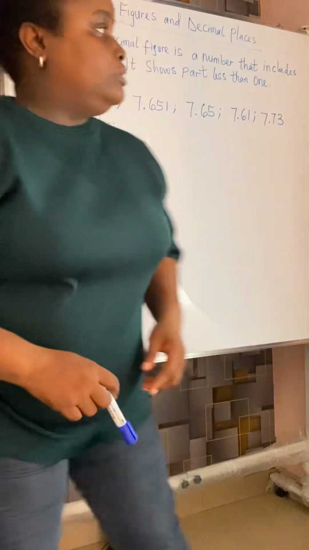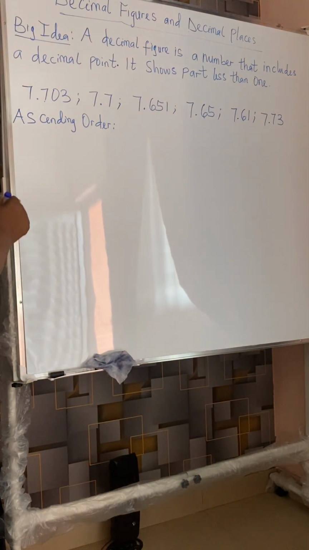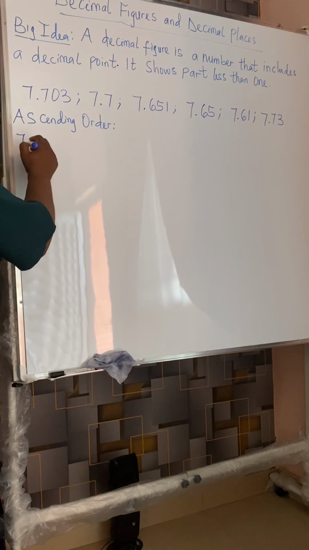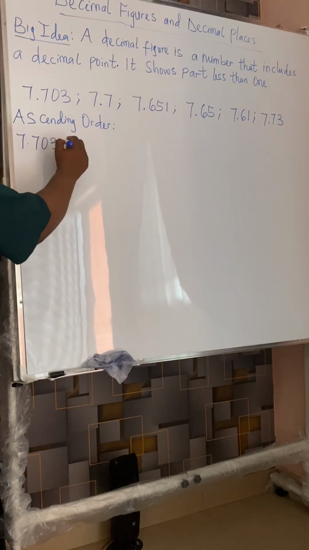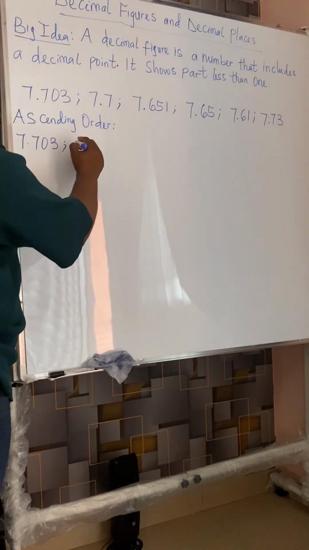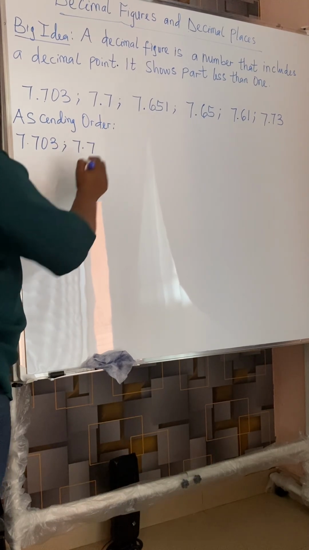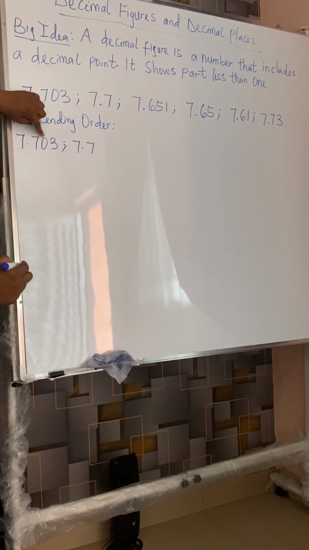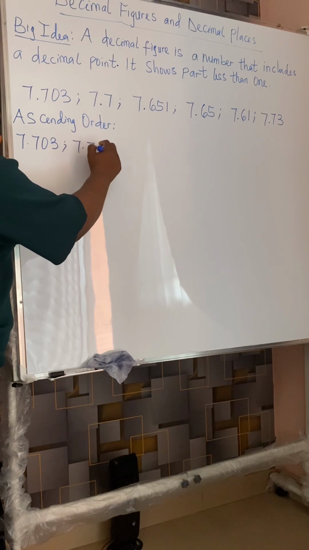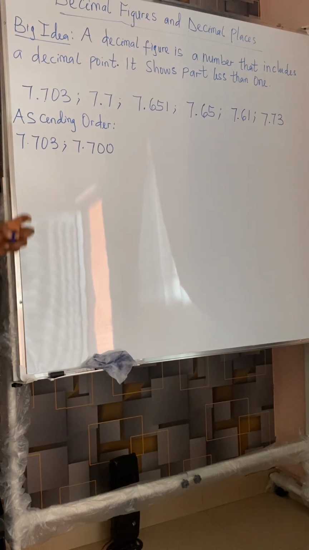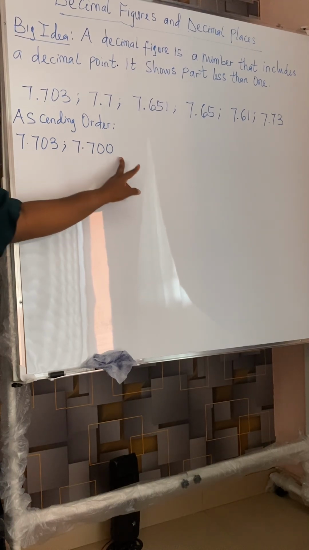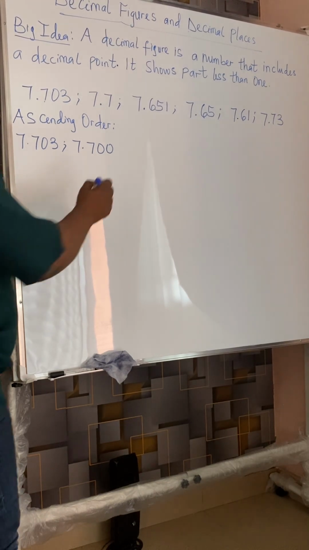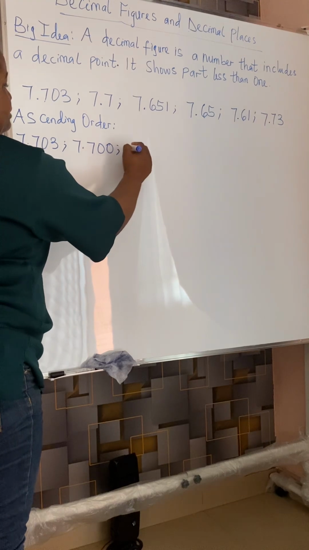Okay, so let's do this together. This is 7.703, 3 decimal places. And this is 7.7 initially, but I want to bring it to 3 decimal places, so I'll just give it 2 zeros. Don't worry, I've not changed the question. Somebody will not go and say this is not 7.7. Please, this is 7.700.